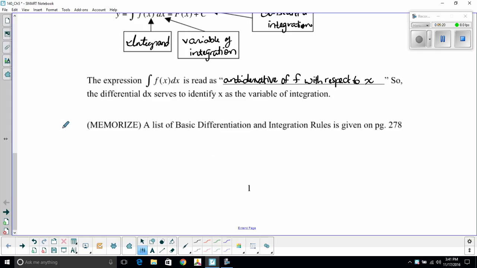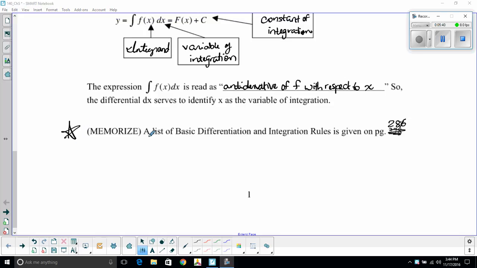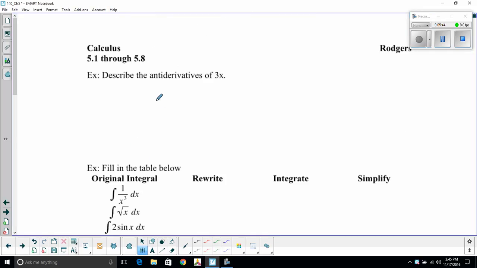There is a basic list of integration rules, and it's not page 278 now, it is page 286. I would highly recommend that you memorize those. They're really most of the ones that you know, and we're going to be practicing them, but they're like the backwards of it. So I highly recommend that you memorize those.